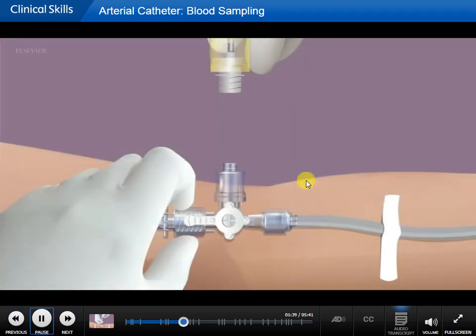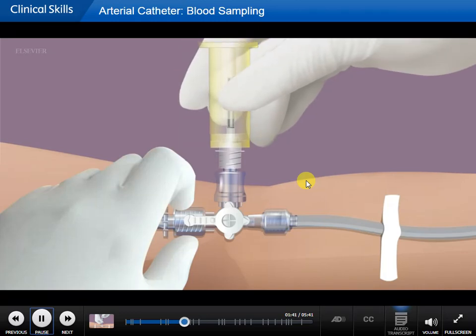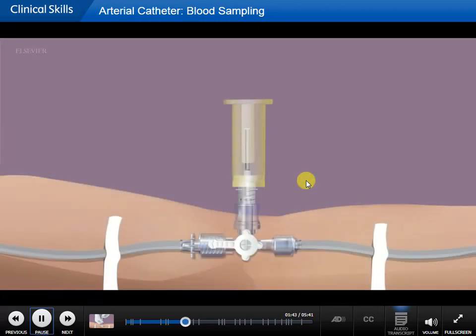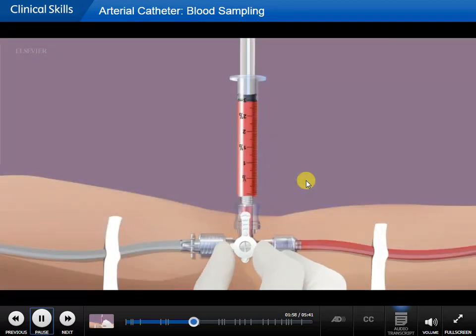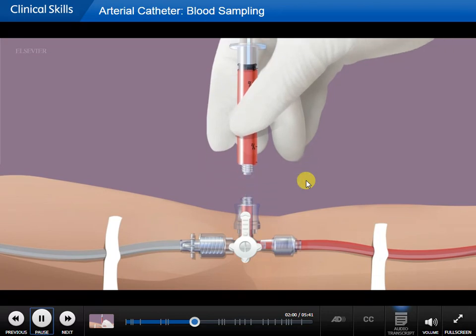If using a sterile syringe, gently aspirate the discard volume. If using a vacuum tube, attach the sterile sampling device to the needleless connector. Insert a specimen vacuum tube into the sampling device, allowing the device needle to pierce the tube's rubber cap. Obtain the discard volume and remove the vacuum tube. Dispose of the syringe or the vacuum tube in an appropriate receptacle.